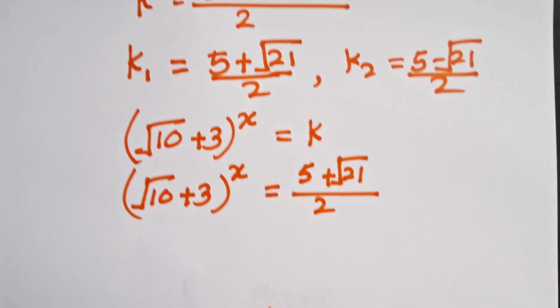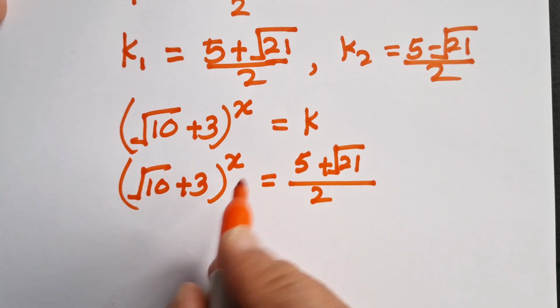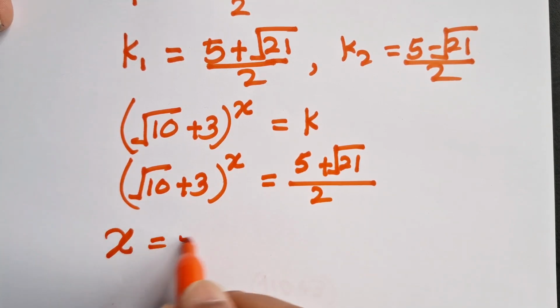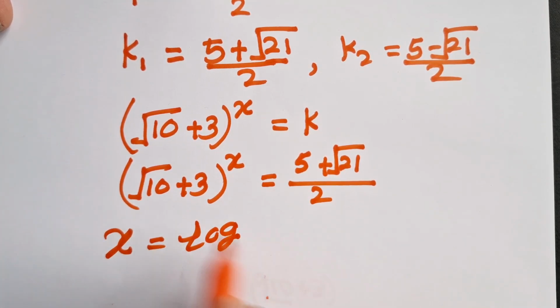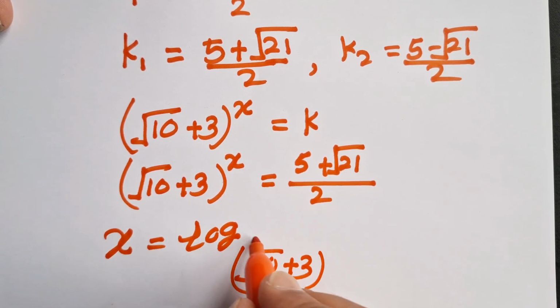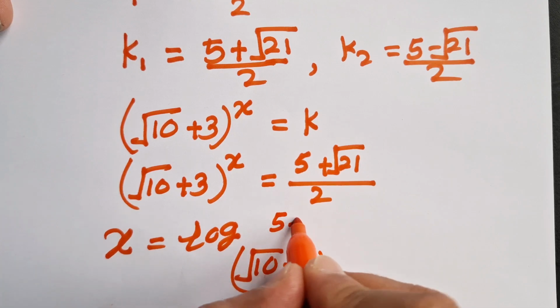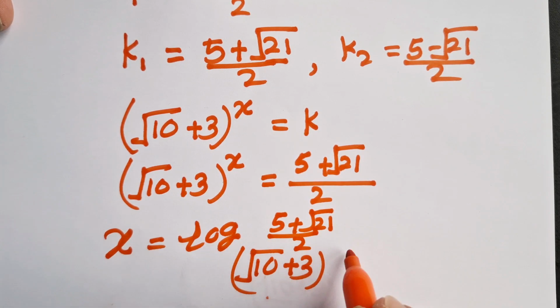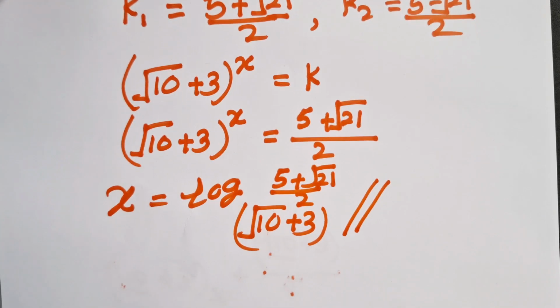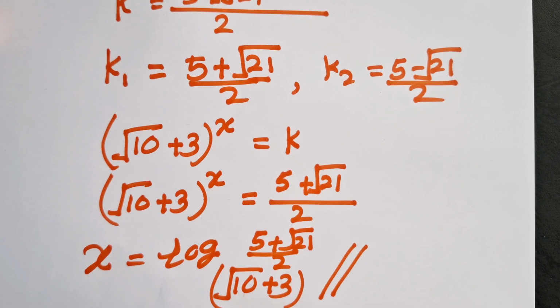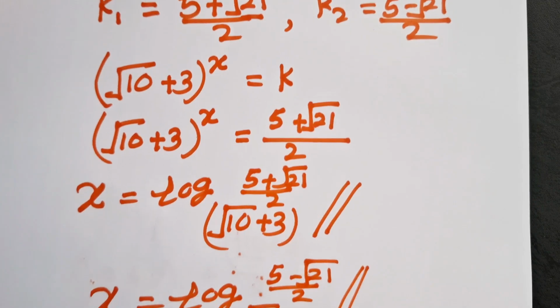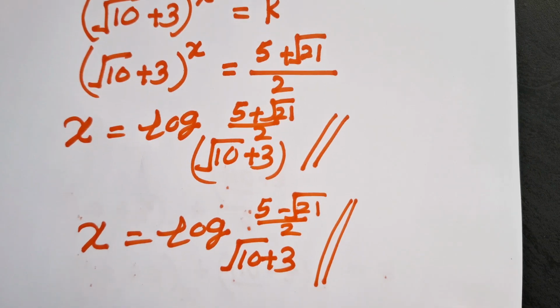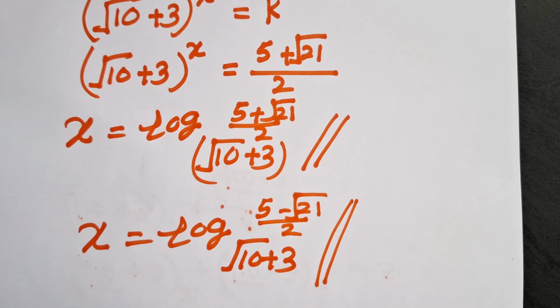So now we can take the logarithm straight away to find the value for x. x is equal to log, our base is square root of 10 plus 3, of our number 5 plus square root of 21 divided by 2. Brilliant. We have one solution for x. In the same way, when k is equal to k2, our next solution for x is equal to log, base square root of 10 plus 3, of 5 minus square root of 21 divided by 2.